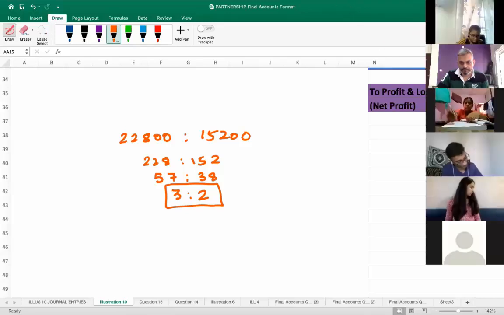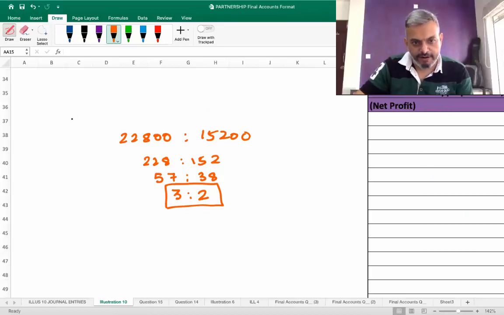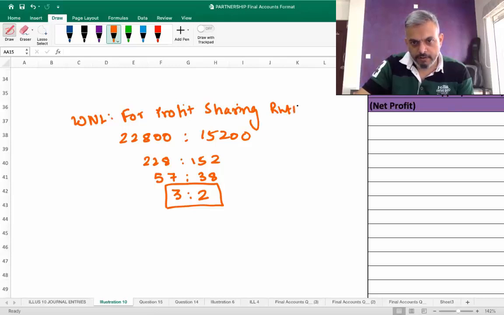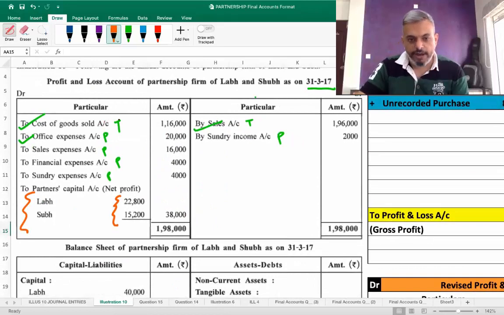So now we have to distribute the profit in this profit sharing ratio. You can keep this as working note 1 or profit sharing ratio. Other way to find out is you can also take calculator 22,800 divide by 38,000 and see how much percentage, and 15,200 divide by 38,000 and how much percentage. It comes to 60% and 40%. That way also you can get 3 is to 2. Okay, as you are comfortable, you can go for it.